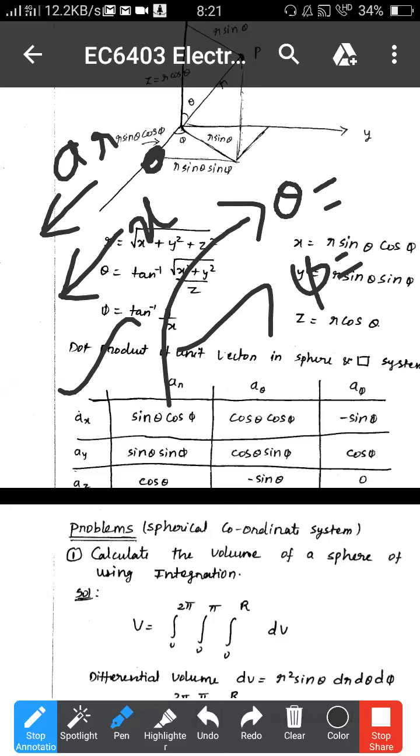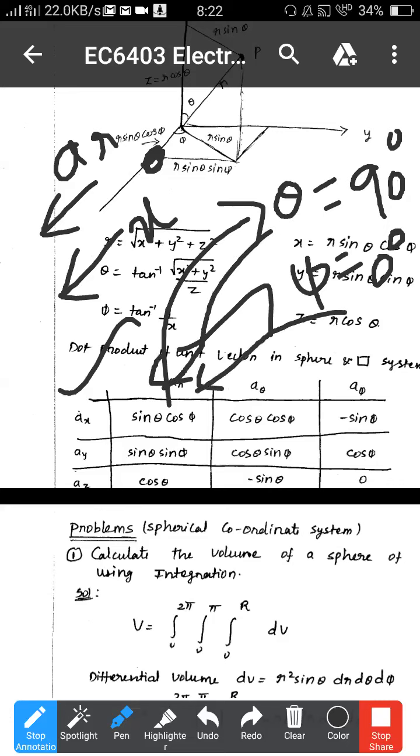I already told you. Once you choose a point on the x-axis, your theta is 90 degrees, because the angle has to be measured from the z-axis. Then phi will be measured from the x-axis only. Then you are on the x-axis only, so 0 degrees. Once you substitute these values, sin theta at 90 degrees is 1, and cos 0 is 1, so you are getting the same physical answer.